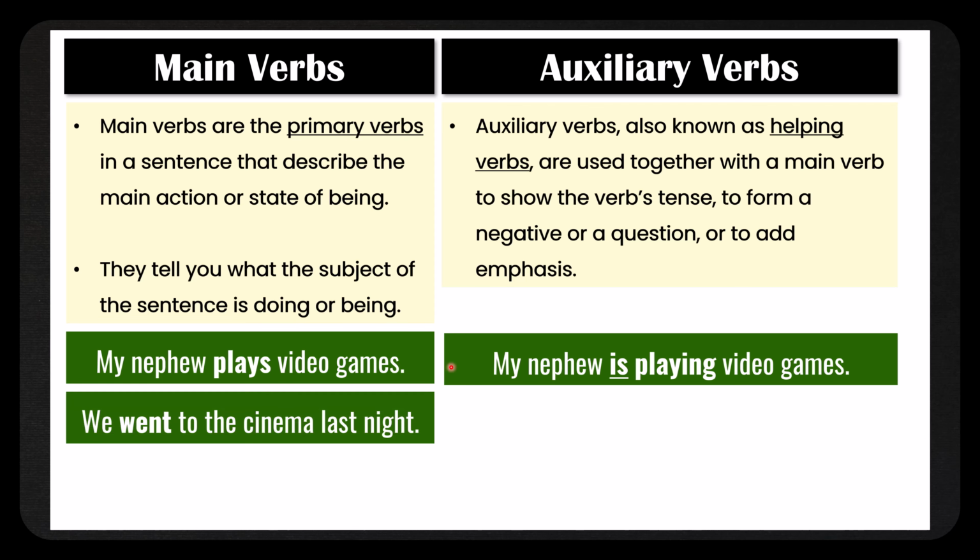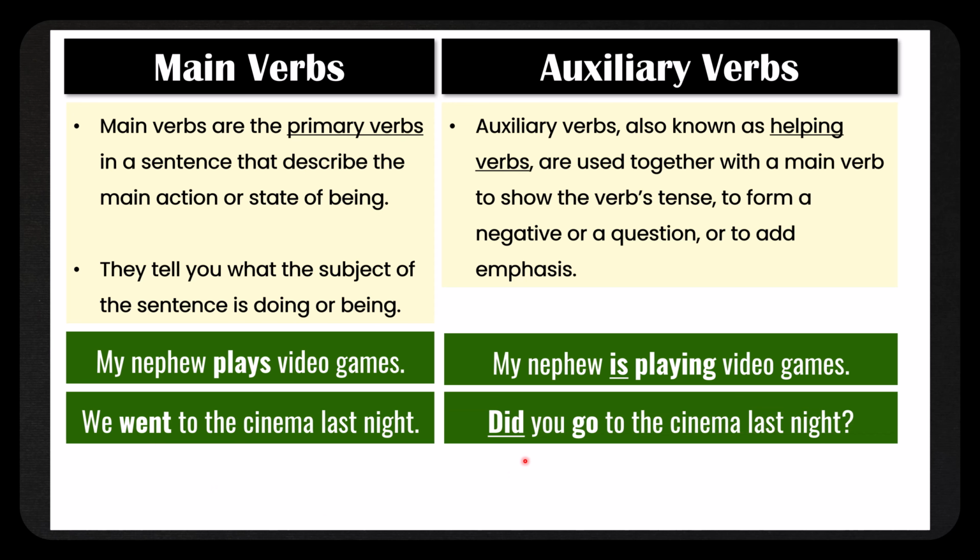Here's another example. We went to the cinema last night. The main verb is went, the past simple form of the verb go. Now let's look at this question. Did you go to the cinema last night? We have the main verb, go, but in order to ask a question, we have to use an auxiliary verb, did. Did you go to the cinema last night? When we form negatives or questions, we usually use auxiliary verbs.